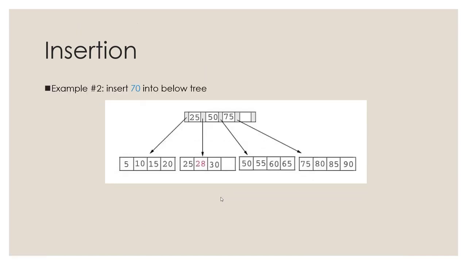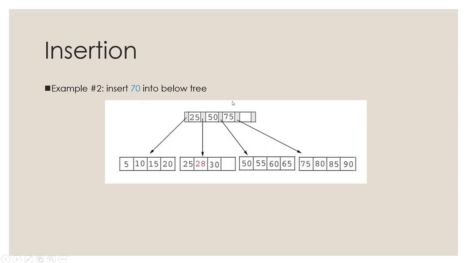Okay, now we are trying to insert 70. Okay, so we go to the root node, and 70 is between 50 and 75. I follow the pointer, okay, and 70 should be going after 65. Unfortunately, there is no space in this node, so we do have to split it, right? So between 50, 55, 60, 65, and 70, the middle value is 60. So 60 gets promoted up here.